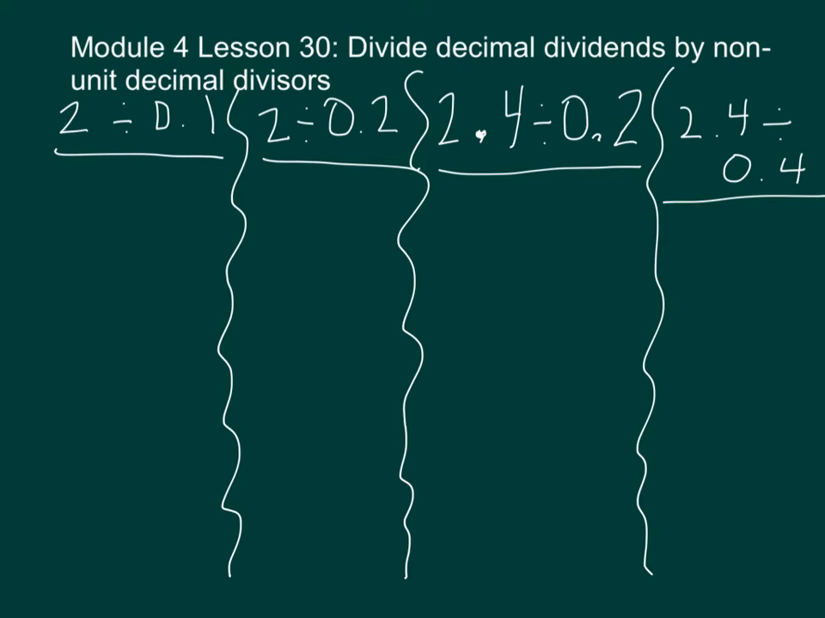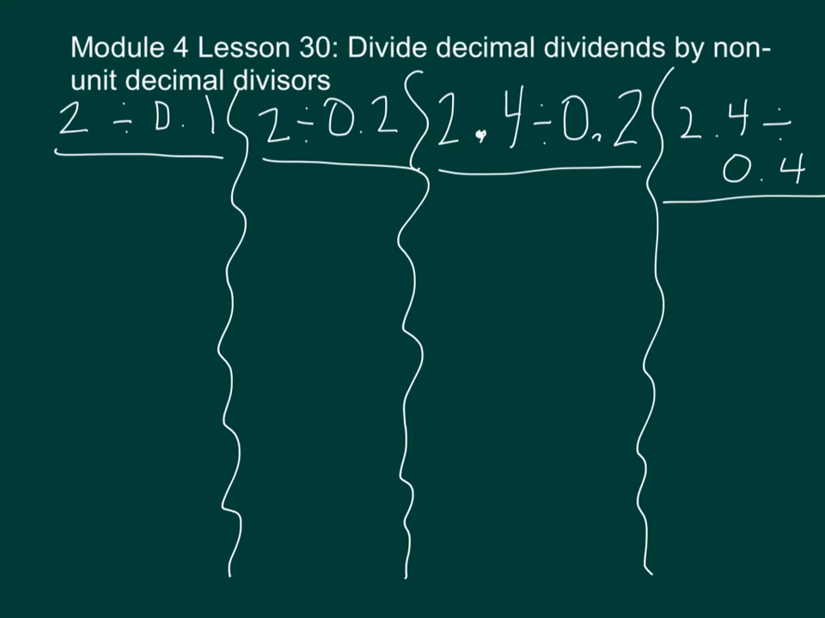Hi boys and girls, we're going to look at Module 4, Lesson 30, which is dividing decimal dividends by non-unit decimal divisors. Again, this first number here is our dividend, and the divisor is doing the work. It's going to see how many tenths it can make out of 2.